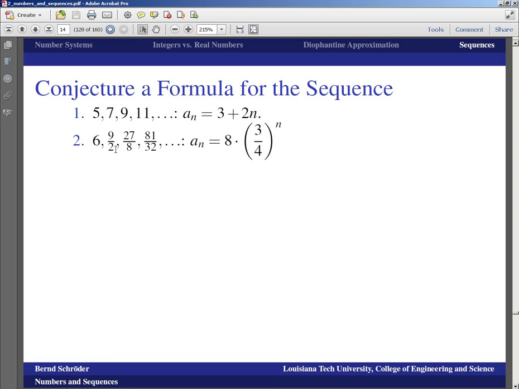And why is that 8 times 3/4 to the n? Because this is actually already the second term, right? This is not the first term, it's the second term.